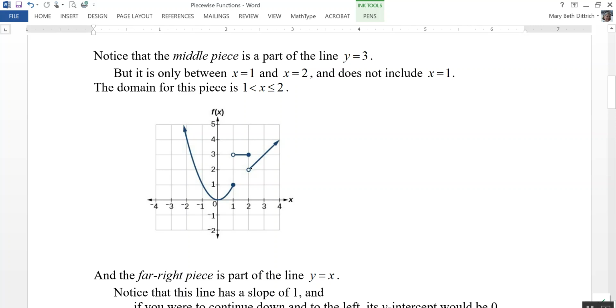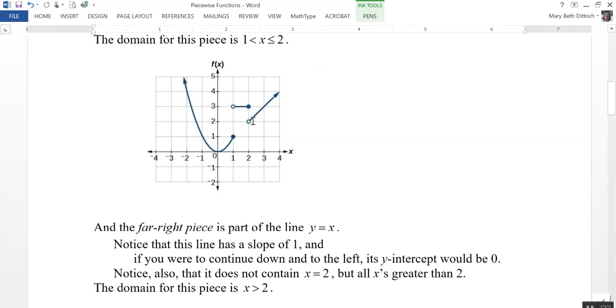And then the far right piece of this function is part of the line y equals x. Notice that this line has a slope of 1. It goes up 1 and right 1. And if we were to continue this line down and to the left, it would go through the origin and have a y-intercept of 0. Notice that it does not contain x equals 2, but all x values that are greater than 2. So the domain for this piece is x is greater than 2.